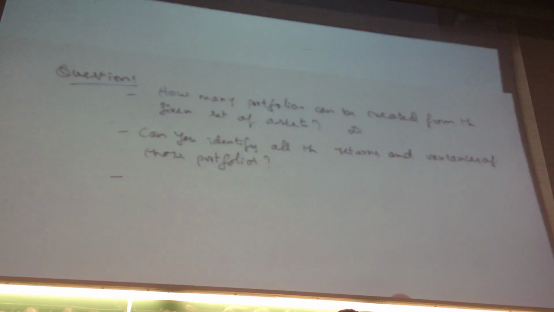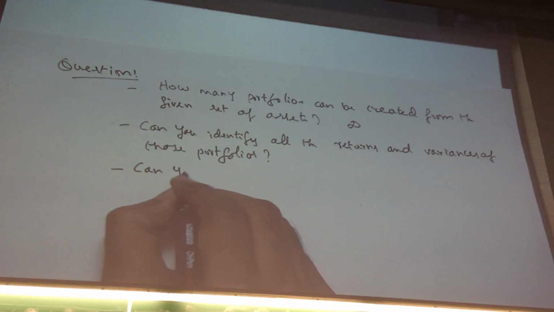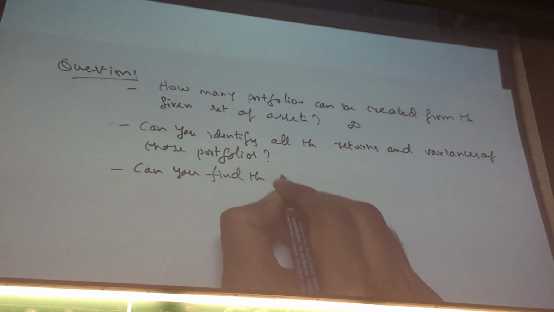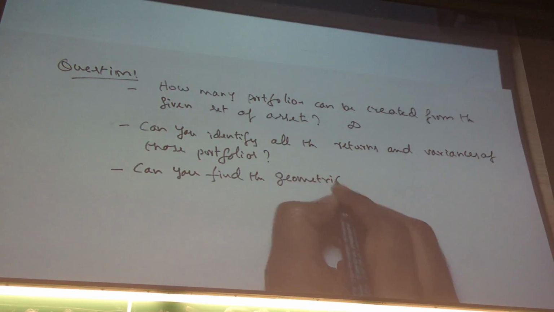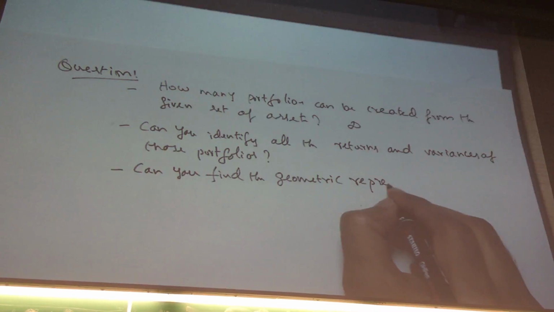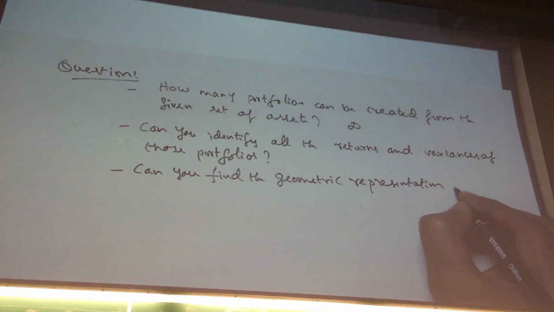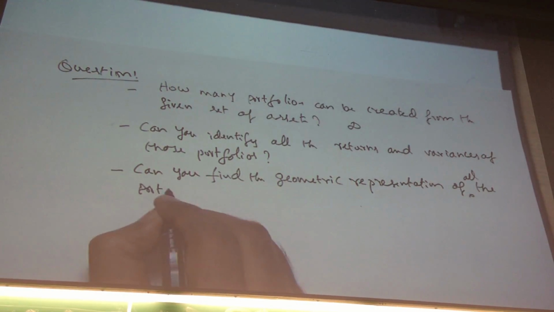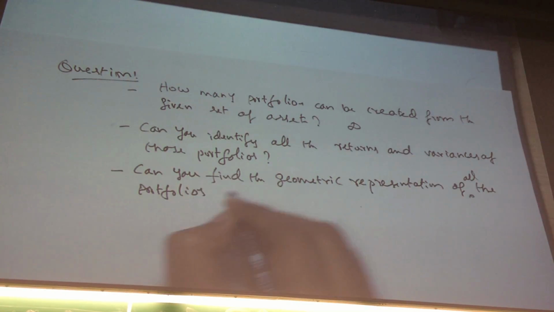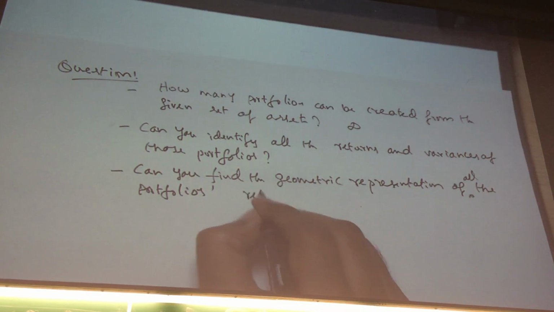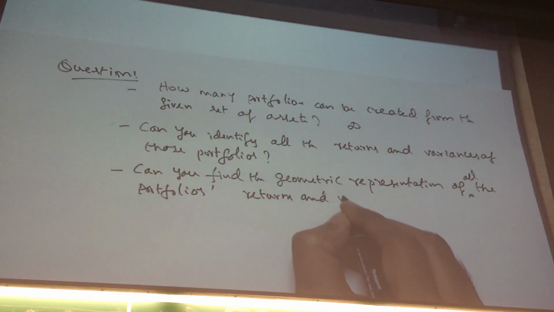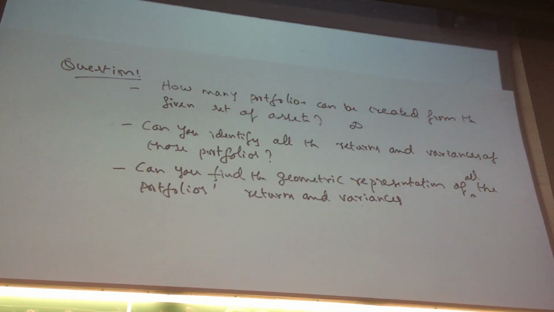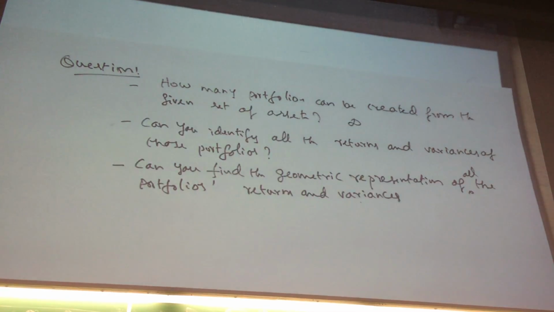The third question is, can you find the geometric representation of all the portfolios, returns and variances? So, this question has 3 parts.